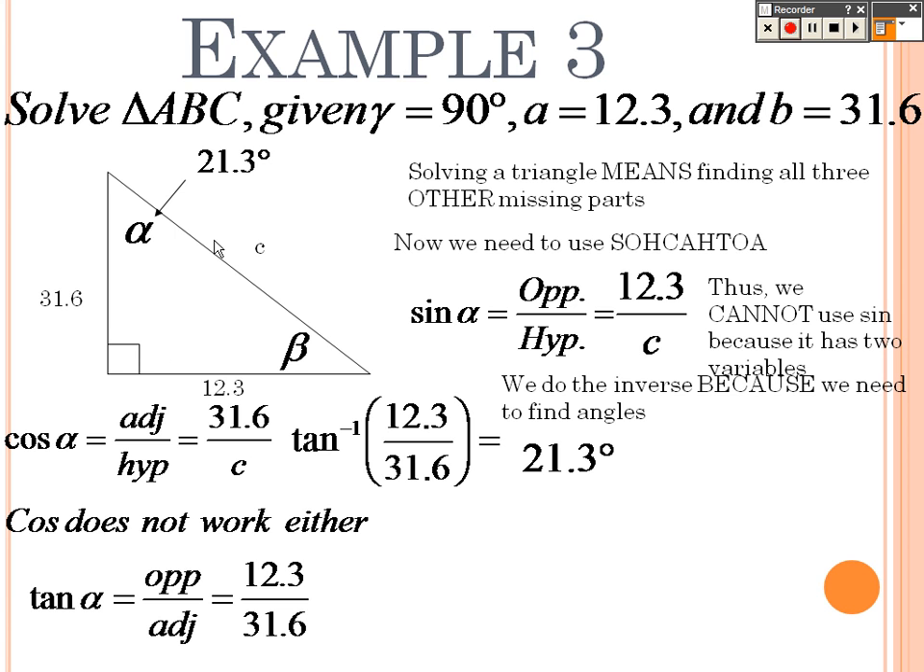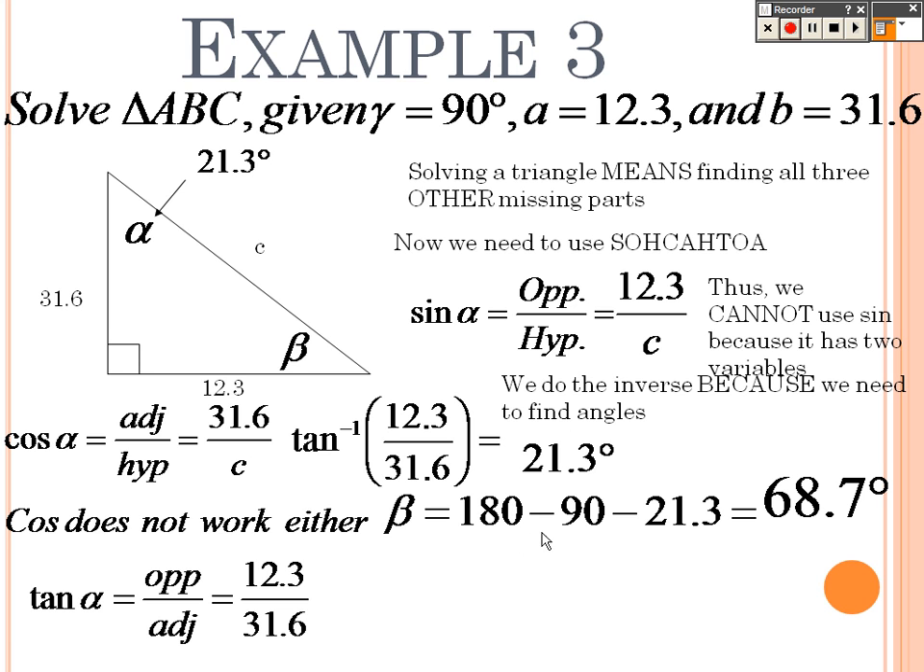So from there, now I can do the Pythagorean theorem to solve for C, and I can also use the fact that a triangle is 180 degrees to solve for B. So B is 180 minus 90 minus 21.3, because I know a triangle is 180 degrees, so I take those away. It gives me 68.7 degrees for beta.